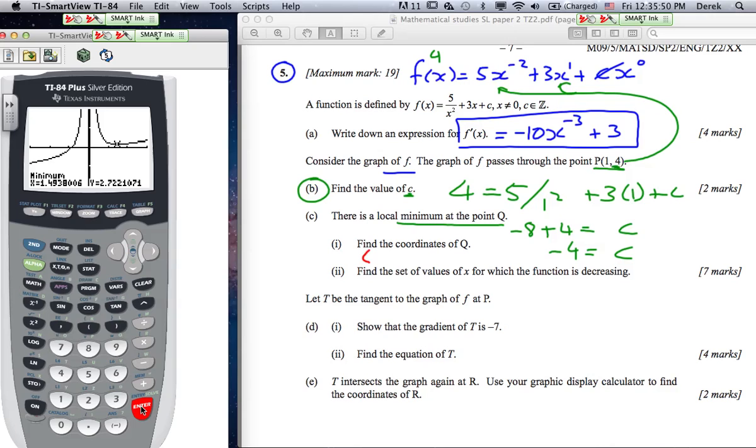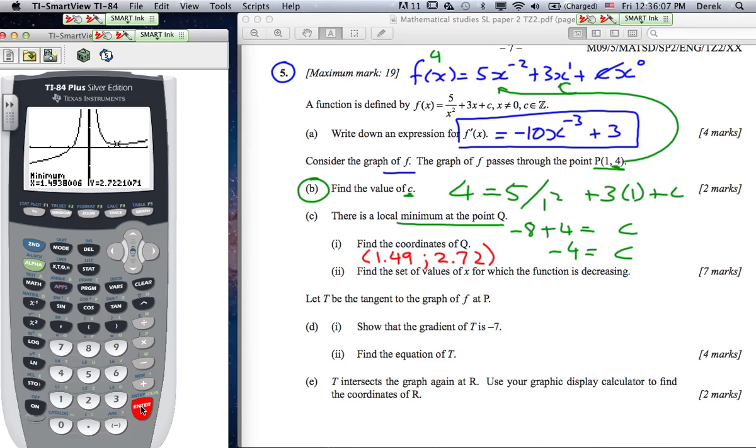I get the coordinate of that point: x is 1.4938, so I can write that as 1.49. Two decimal places should be fine, and y is 2.72. Those would be the coordinates of Q.